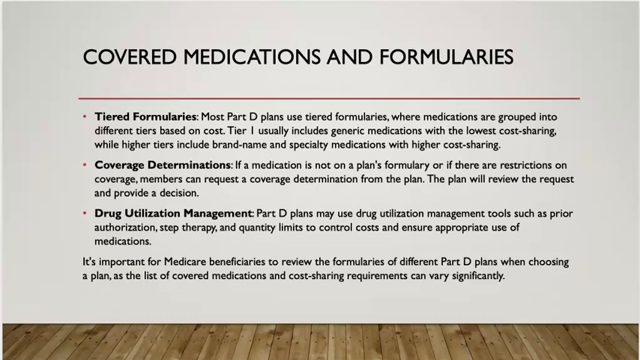Most Part D plans use tiered formularies where they group drugs into different tiers based on cost. So tier 1 would be generic or very low cost medications, where the higher tiers will have brand names or higher cost sharing drugs.